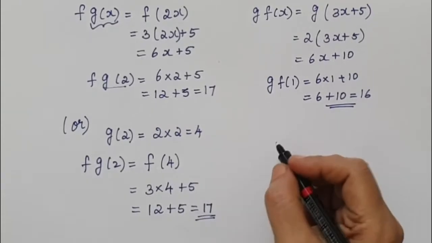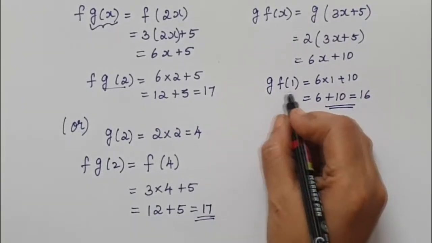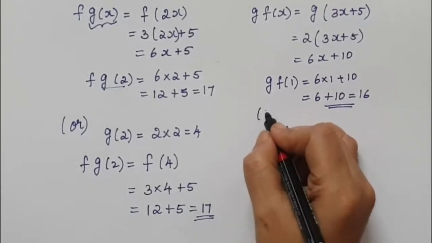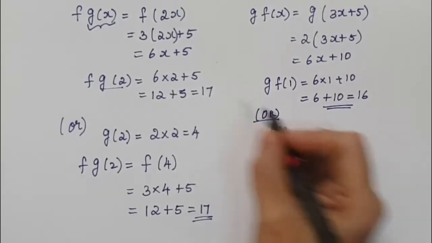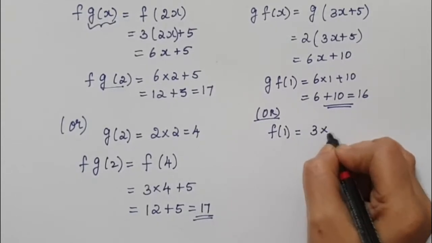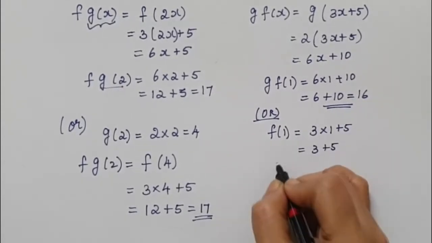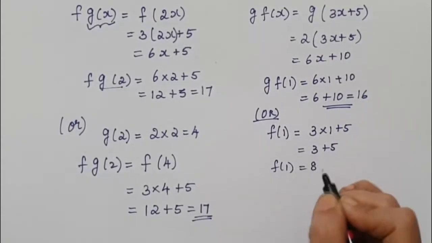In the same way, this one also, gf of 1. So what is the inner one? It is f of 1. So you find out f of 1. I'll write it over here. F of 1 will be equal to, substituting in that, 3 multiplied by 1 plus 5. So 3 plus 5. So f of 1 will be equal to 8.